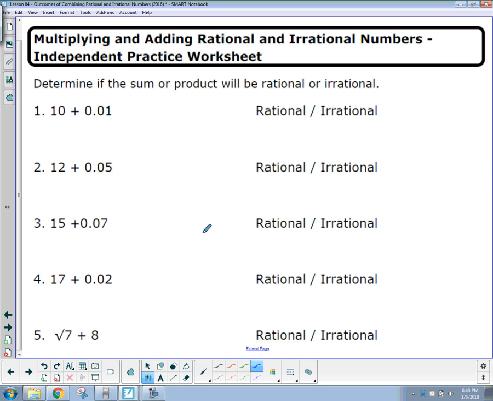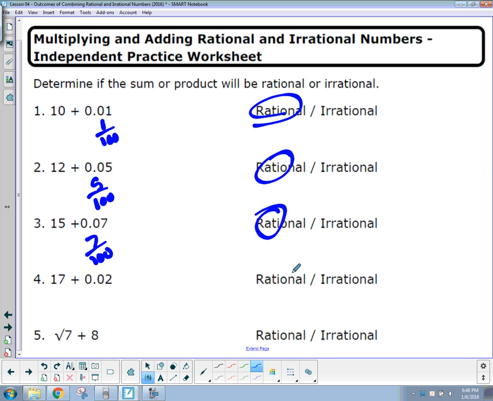Alright, we're back. You got a 10 plus 0.01. Again, you can write that as 1 over 100, which makes it rational. 10 is rational. These will make a rational number. 12, again, this could be written as 5 over 100. 12, both rational numbers. 15, I think you get the hint. That's rational. Same thing for that one, must be rational.